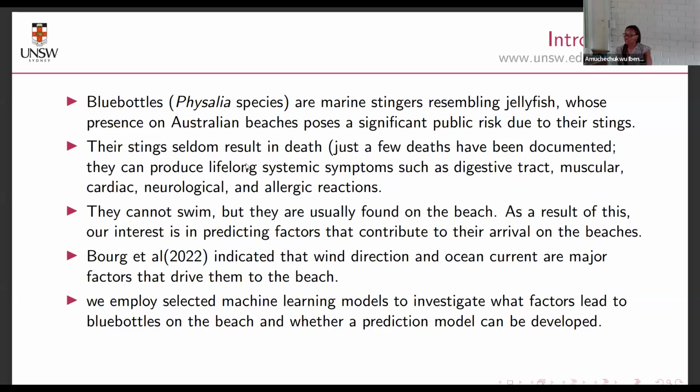All right. So based on Brown et al., who indicated that wind direction and ocean current are major factors that take them to the beach, they applied a statistical method to ascertain this. And then we are now trying to employ machine learning models to investigate what they got, if it is really in line with that, and to check if a prediction can be made based on this.